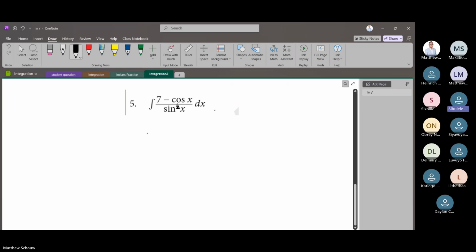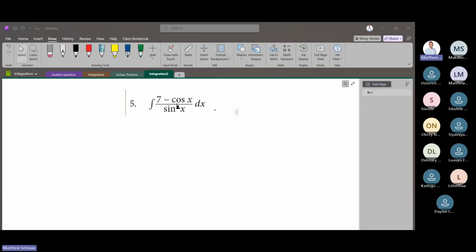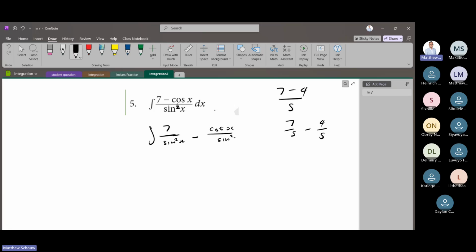Is that sine 2x or sine squared x? Sine squared x, sorry. Okay. So in this case, it's simple. If you have 7 minus cos x divided by sine squared x, all you have to do is separate each term like this, right? That's what we're doing here. So we're just going to say 7 divided by sine squared x minus cos x divided by sine squared x, dx. That's perfectly fine, right? Okay.